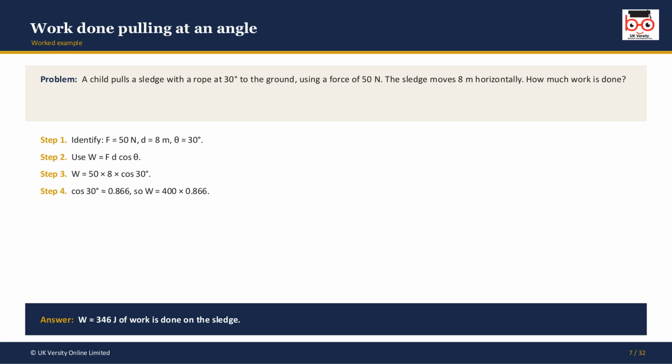Let's put that to work with an example. A child pulls a sledge with a rope at 30 degrees to the ground using a force of 50 newtons, and the sledge slides 8 meters along the flat. So our force is 50 newtons, the distance is 8 meters, and theta is 30 degrees. Using work equals force times distance times the cosine of theta, we get 50 times 8 times the cosine of 30 degrees. The cosine of 30 degrees is about 0.866, so that's 400 times 0.866, which comes to roughly 346 joules of work done on the sledge.